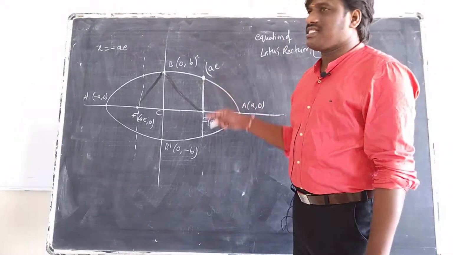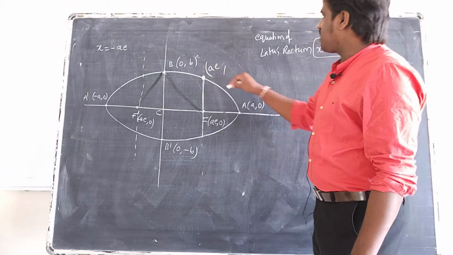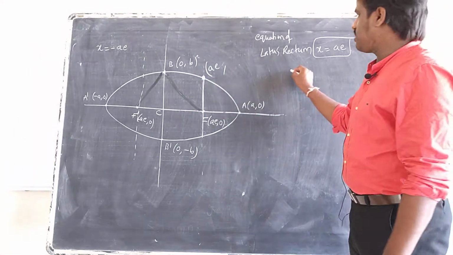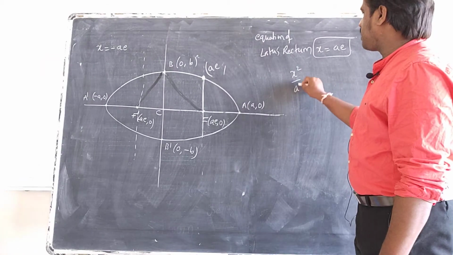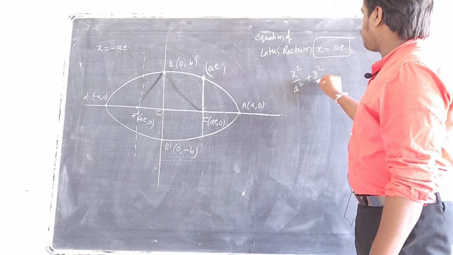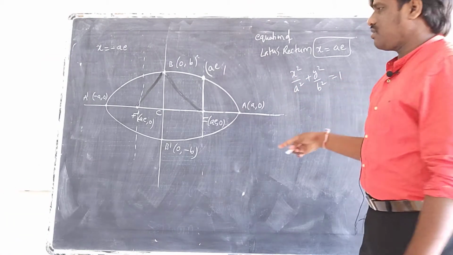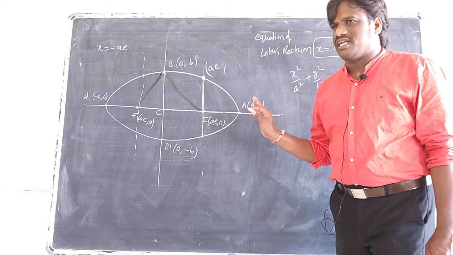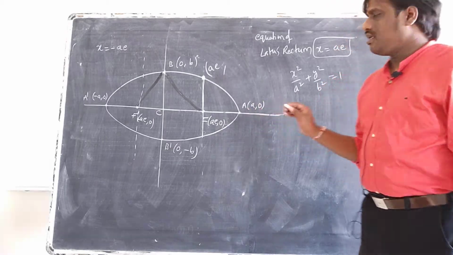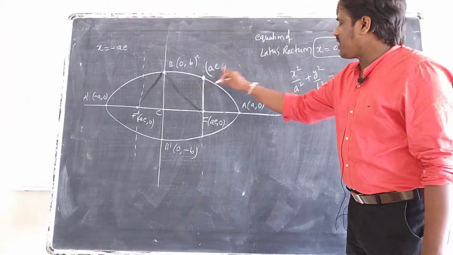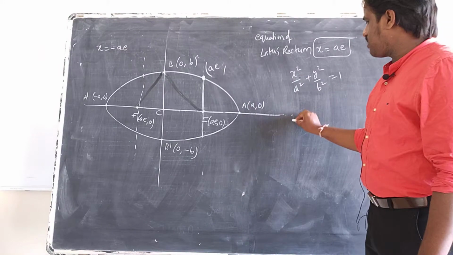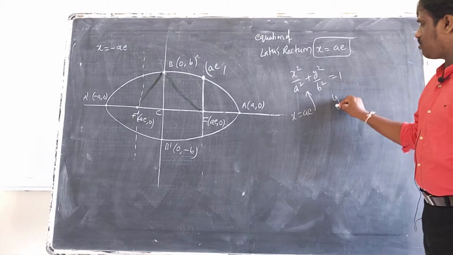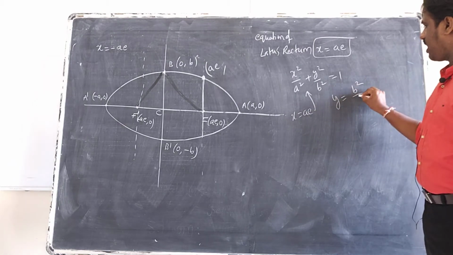So the x coordinate is a, and if I substitute this a, you know the equation of the standard ellipse: x square by a square plus y square by b square is equal to 1, right? The focus is on the x axis. The major axis length and minor axis length you know from the previous lecture. If I substitute x is equal to a in this, then I will get y is equal to b square by a.